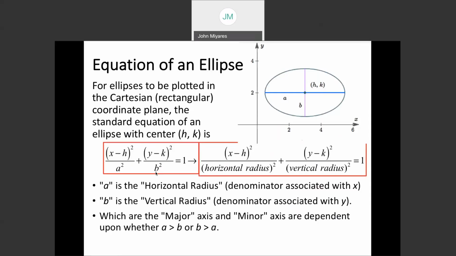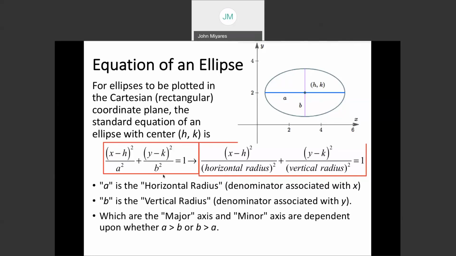How can I remember which is which? Well, A always comes before B, just like X comes before Y in the alphabet. Similarly, when you graph things, the X values are always measured horizontally, while the Y values are always measured vertically. So the A term will always be below the X because X is horizontal, and the B term will always be below the Y because B and Y are both vertical.